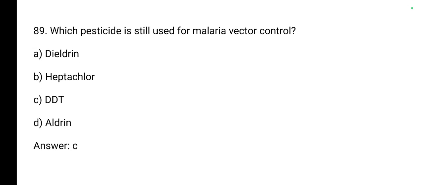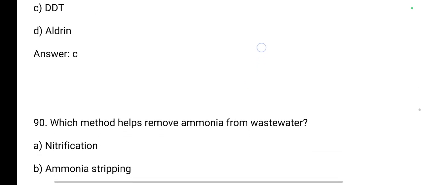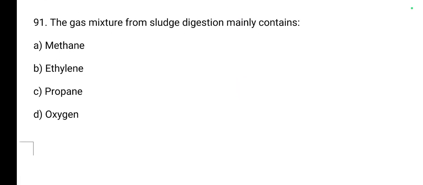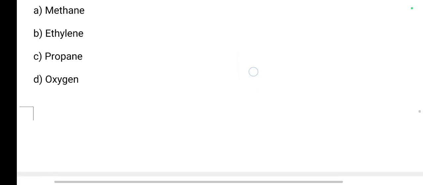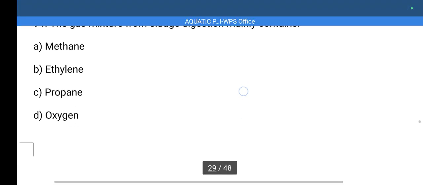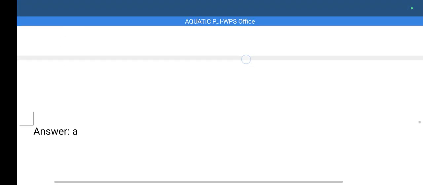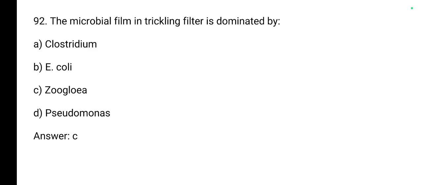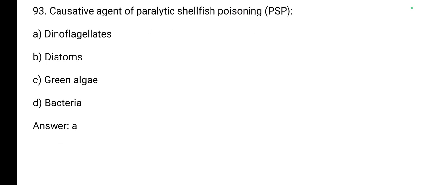Which pesticide is still used for malaria vector control? So it is DDT. Which method helps remove ammonia from wastewater? So the answer will be ammonia stripping. The gas mixture from sludge digestion mainly contains methane. The microbial film in a trickling filter is dominated by Zoogloea. The causative agent of paralytic shellfish poisoning is dinoflagellates.